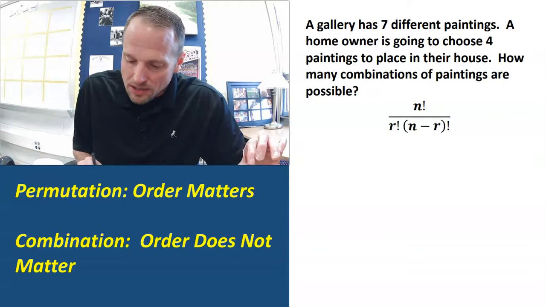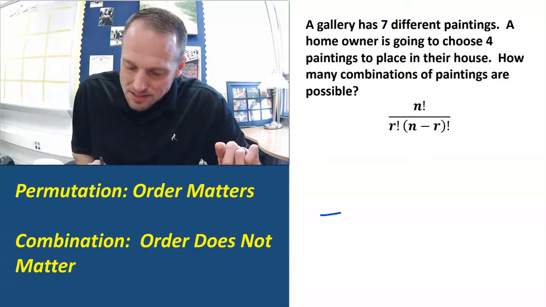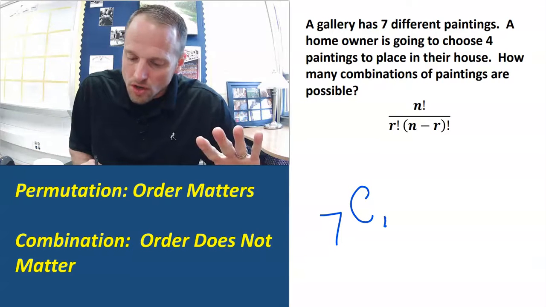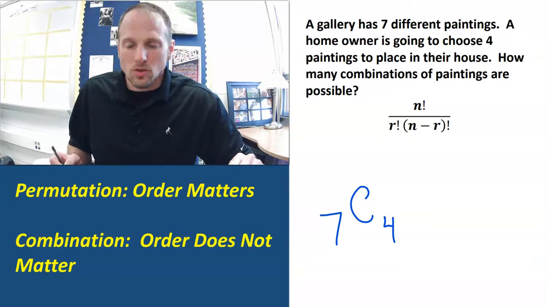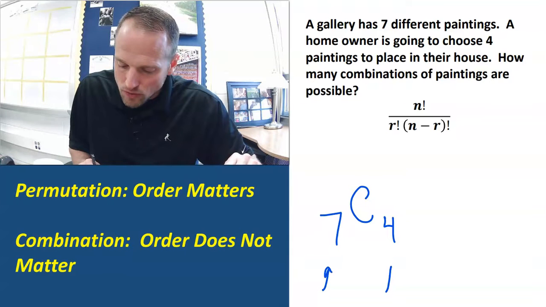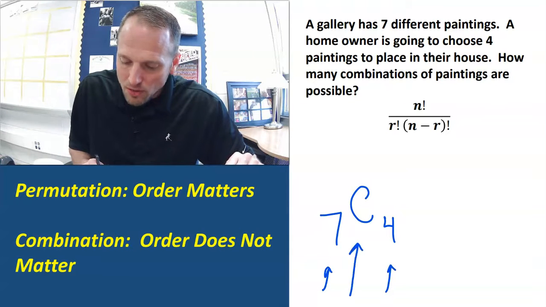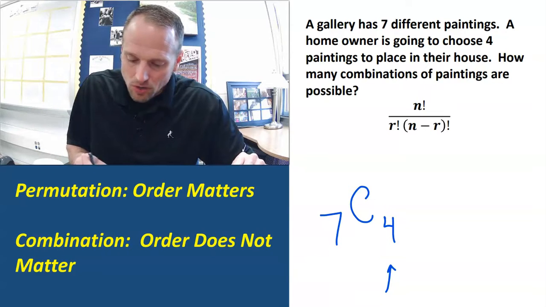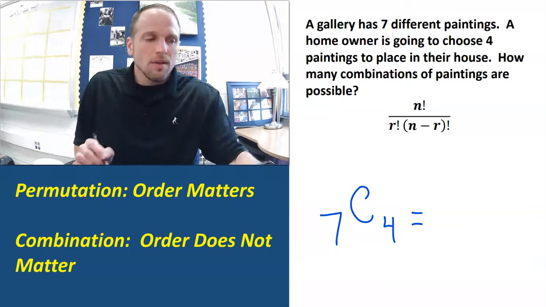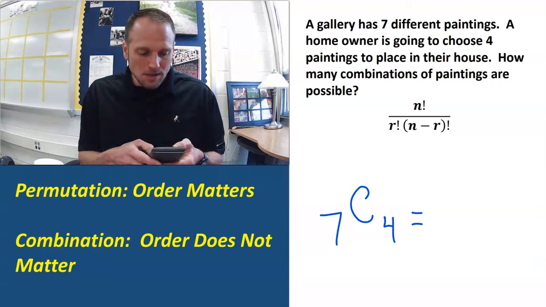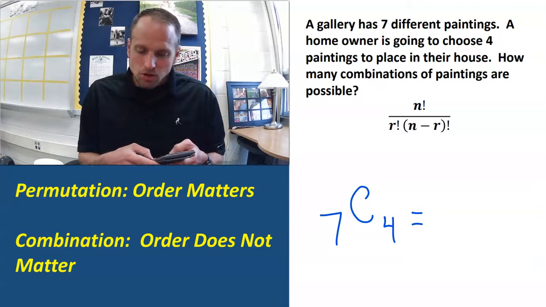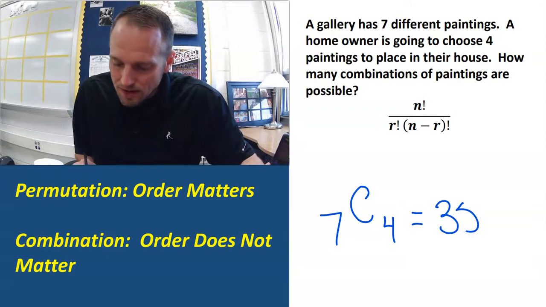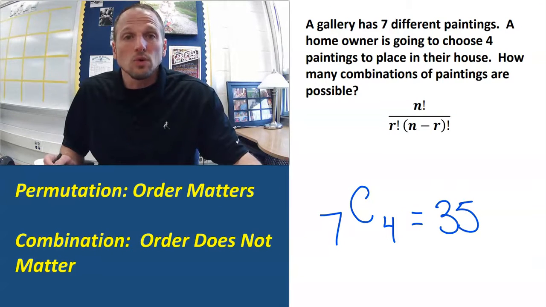So let's use this. There are 7 paintings, and we are going to choose 4 of them. Since the order that we pick them doesn't matter, this is going to be a combination. Let's put this into our calculator and see what we get. 7 paintings, choose 4 of them: 35 different ways. 35 different ways I can select those paintings.